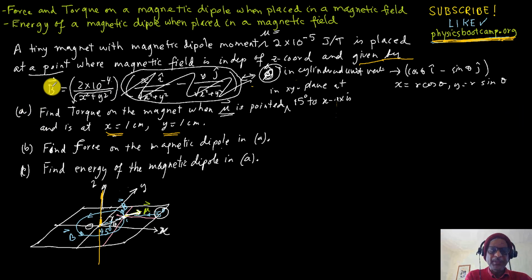Okay, so we're supposed to find the torque on this magnetic dipole at this instant, then find the force on that magnetic dipole, and then find the energy of the magnetic dipole.